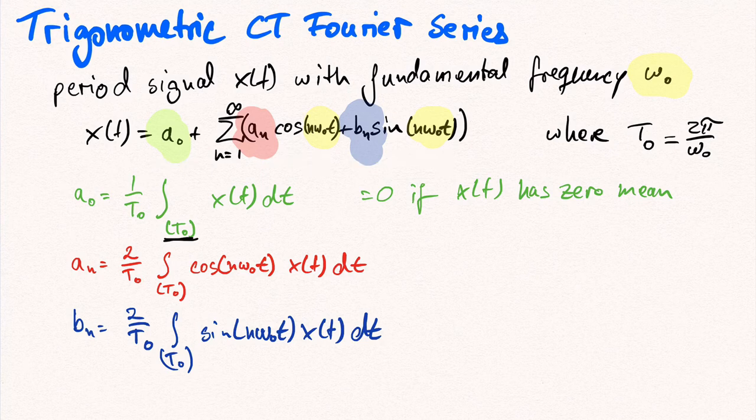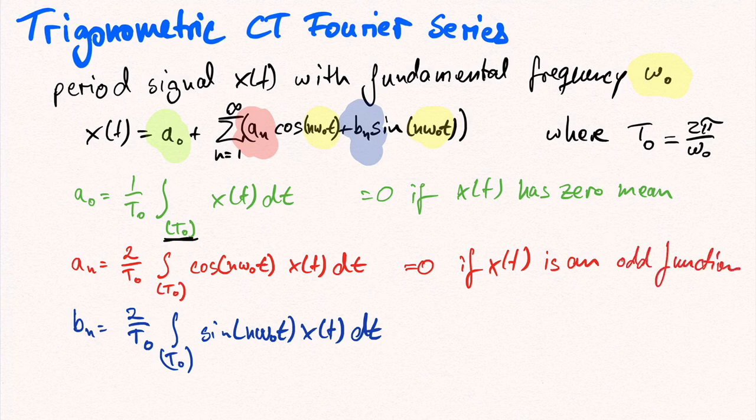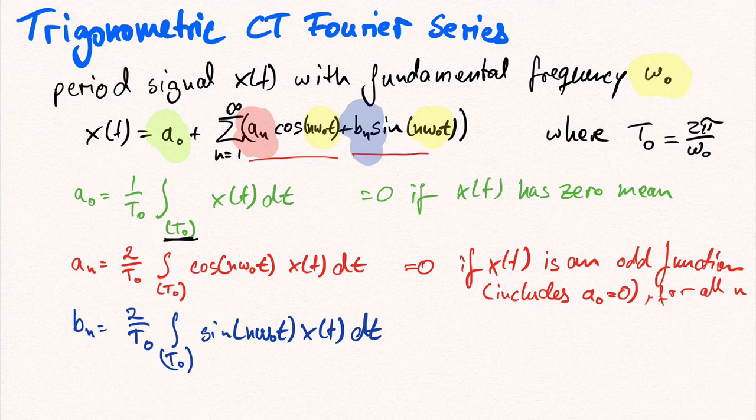Also, the coefficients an are equal to 0 if x of t is an odd function. This even includes a0. And this is true for all n. Since cosines are even functions, they can't contribute to a signal x of t which is purely odd, so an has to be 0 for all n's, and the signal is only described by sine terms, so that we only have coefficients bn.